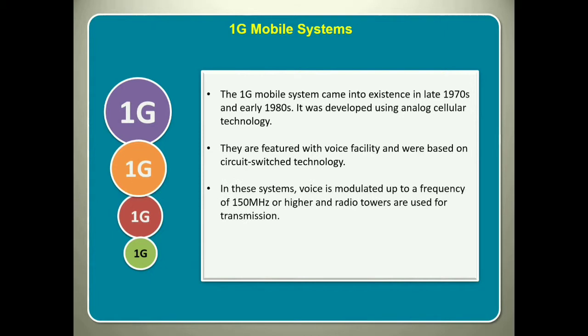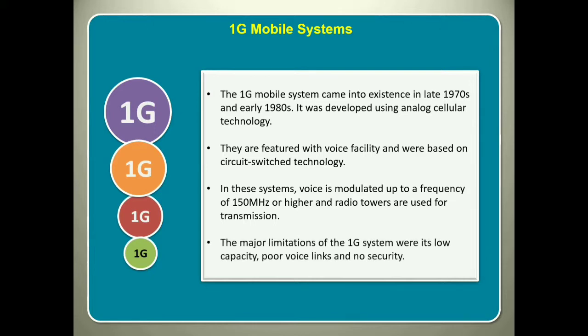In these systems, voice is modulated up to a frequency of 150 MHz or higher, and radio towers are used for transmission. The major limitations of the 1G system were its low capacity, poor voice links, and no security.